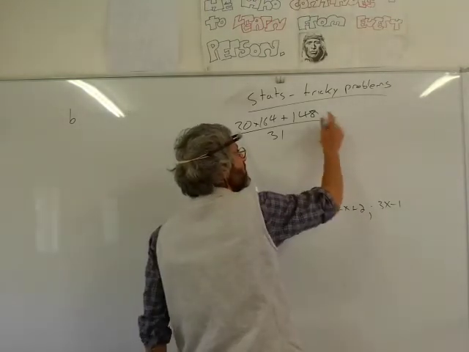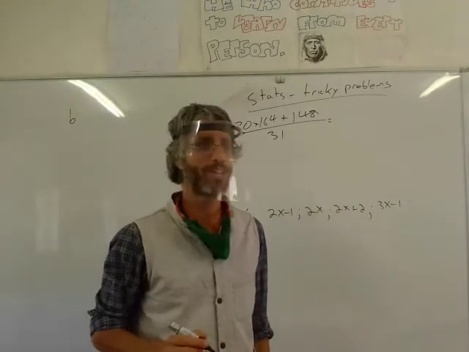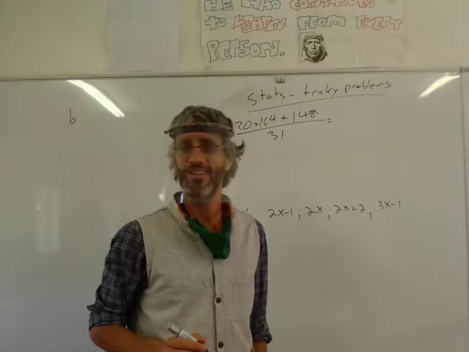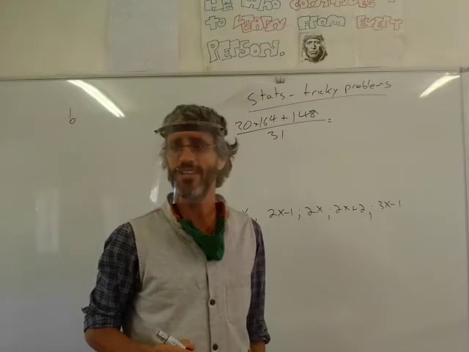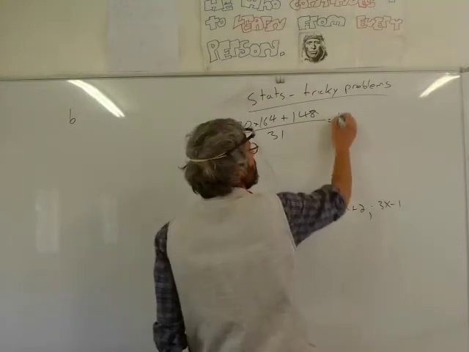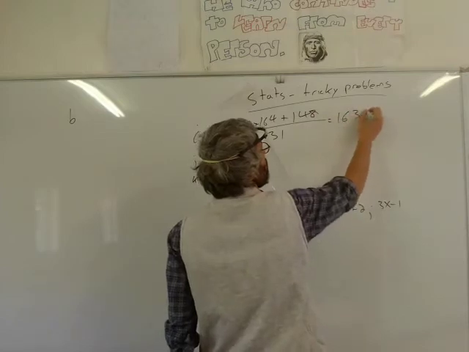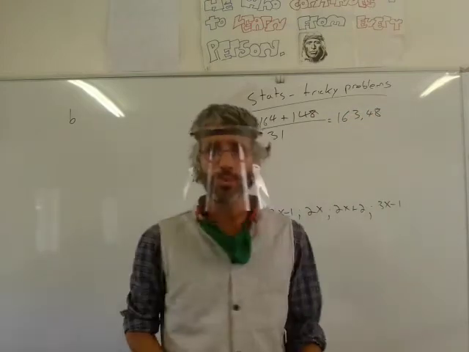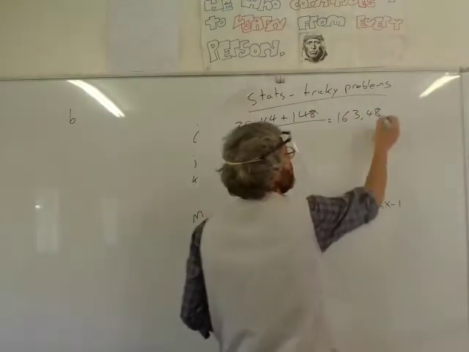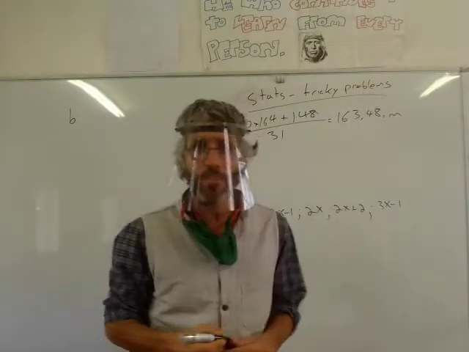And then I get 163,48. Two decimal places, which we normally work with. So obviously you lower the mean.